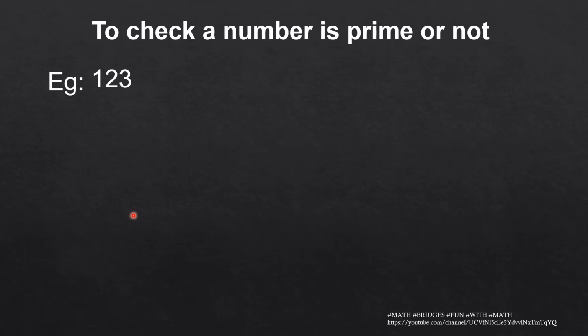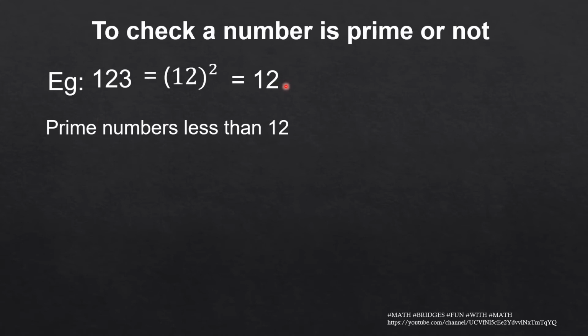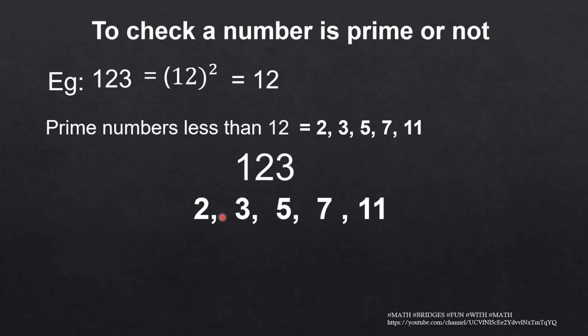123. As discussed, we will find the square number for 123. Closer number: 10 10s are 100, 11 11s are 121, 12 12s are 144. So 11 11s are 121, which is less than 123. So we will take 12 square. 12 12s are 144. That means we will consider only 12. And the next step is we will write all the prime numbers which are less than 12. What are the prime numbers? 2, 3, 5, 7 and 11 are the prime numbers less than 12. Next, the final step. We will check whether 123 is divisible by these prime numbers or not.